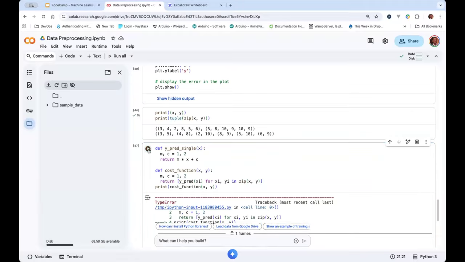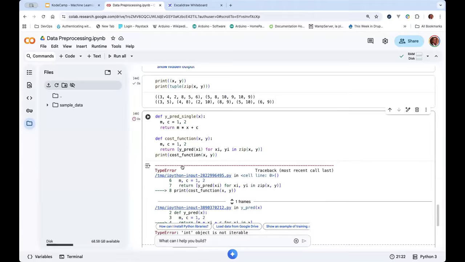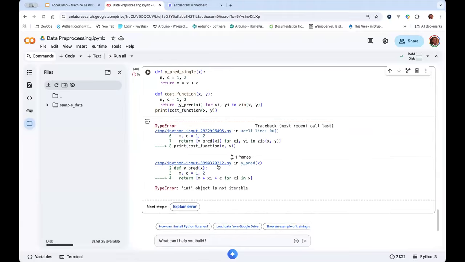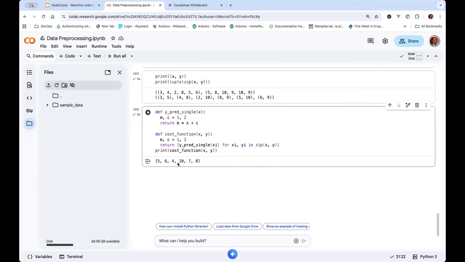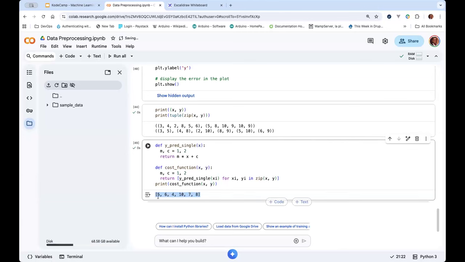Okay. Right. So y pred single. So right now I'm just predicting only the y value. Okay, so this is a prediction based on this x. So you can see the prediction is 5, 6, 4, 10, 7, 8, while the actual value is 5, 8, 10, 9, 10, 9. So if I were to even put them together, you would see it.